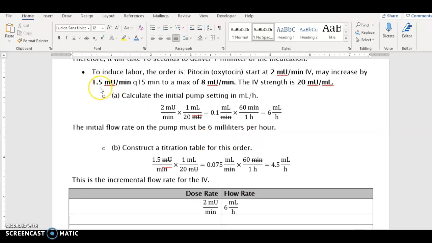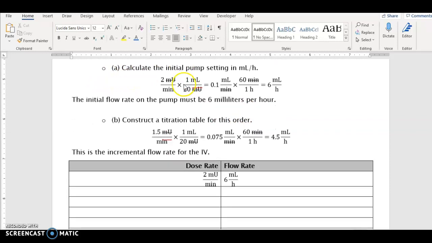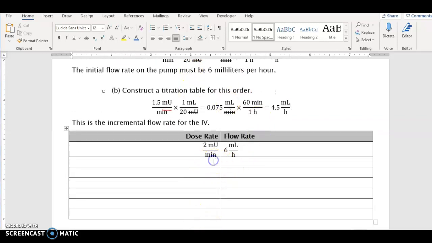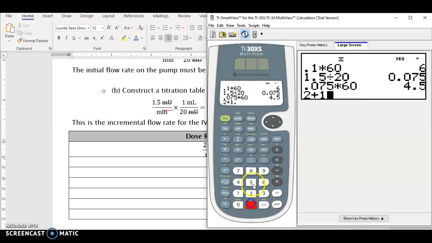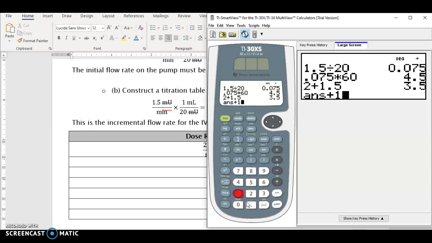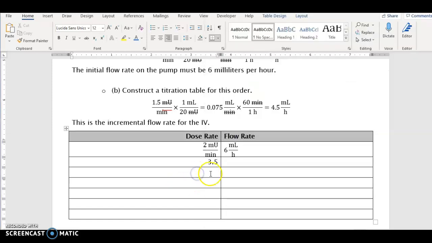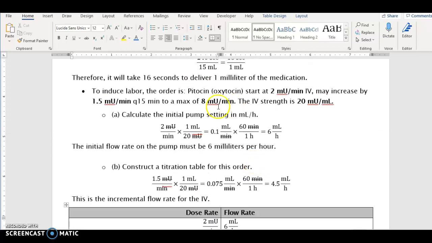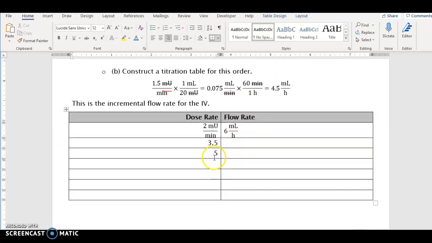In the problem it said to increase the dose rate by 1.5 milliunits. So to fill out the left-hand side, we're going to add 1.5 to 2 each time. 2 plus 1.5 is equal to 3.5. That would be the next dosage rate the patient would receive if labor is not induced. Likewise, we add 1.5 again and we get 5, and so on and so forth, until we reach the maximum dosage rate of 8 milliunits per minute. 5 plus 1.5 is 6.5, then 6.5 plus 1.5 is 8. We stop the table there, because that's the maximum dosage rate.